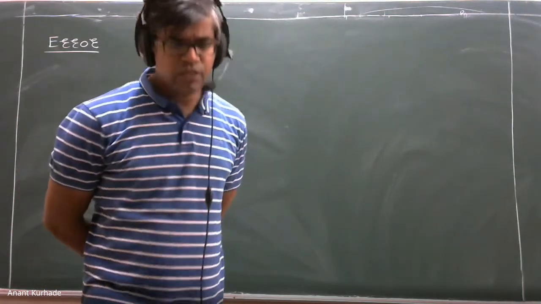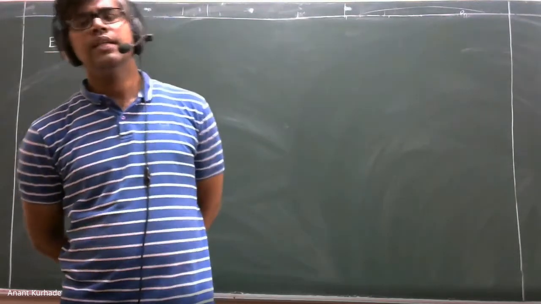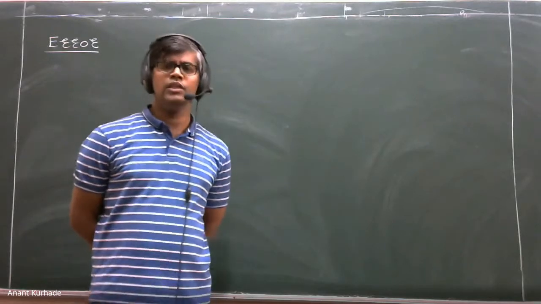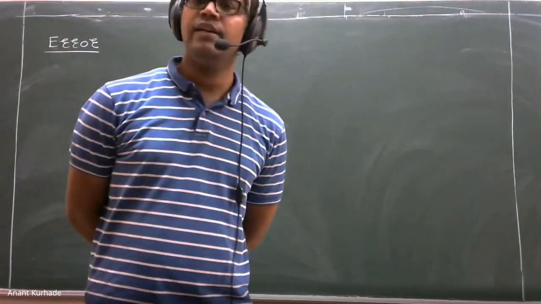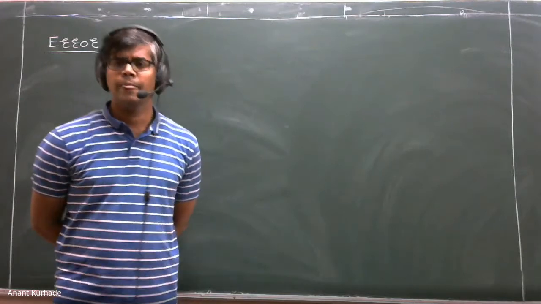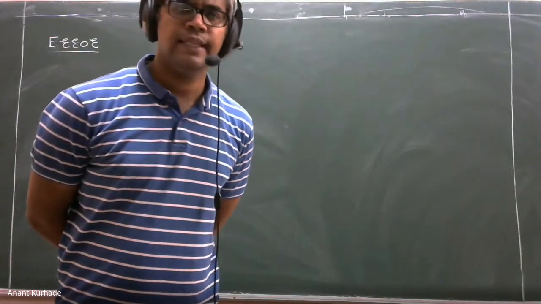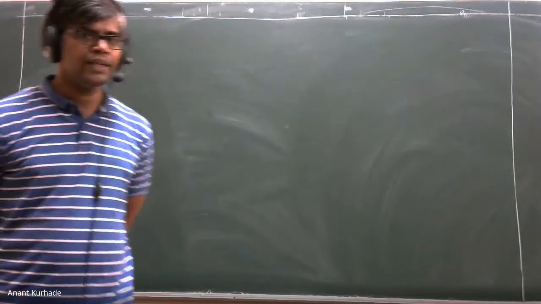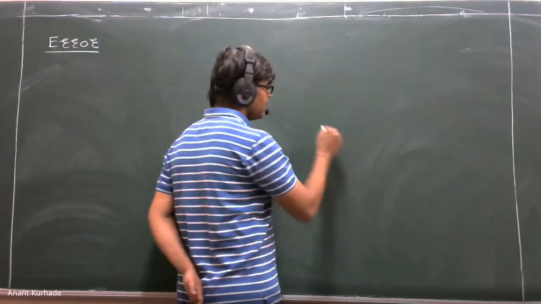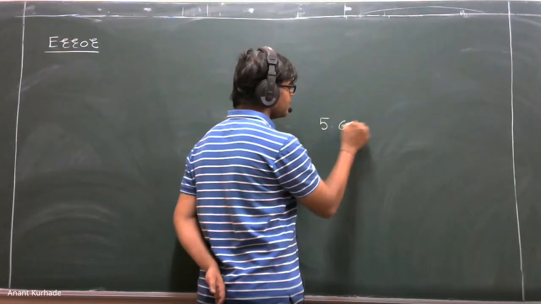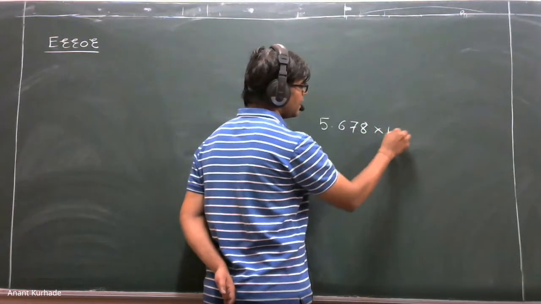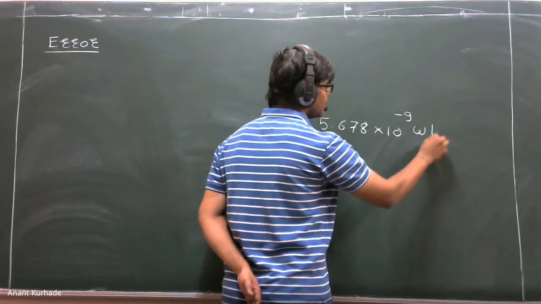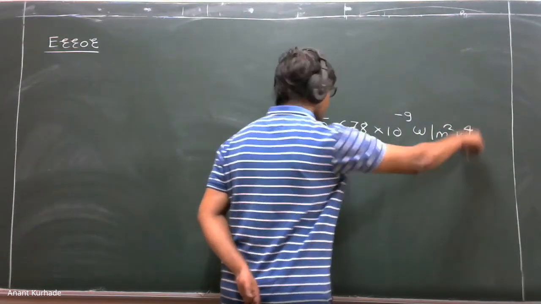Does anybody know the value of sigma, the Stefan-Boltzmann constant? I think you studied it in first year or in 12th standard. Reply to me, what is the value? Its value is 5.678 into 10 raised to minus 8 watt per meter square Kelvin raised to 4.